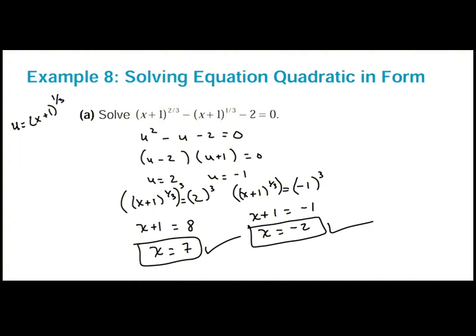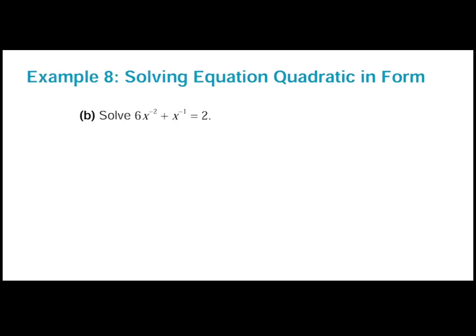Let's look at another problem. So this says 6 times x raised to the negative 2 plus x raised to the negative 1 is equal to 2. So if we look at our u, just let u be x to the negative 1. All right, so we got 6u squared plus u is equal to 2. Now all we got to do is subtract. So we got 6u squared plus u minus 2 is equal to 0.